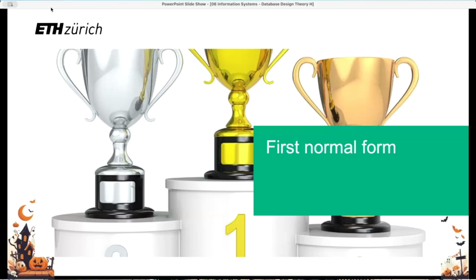Who remembers atomic integrity? That's it. That's the first normal form. So that's a bingo. You check the box. You already know the first normal form. That one was easy, right?